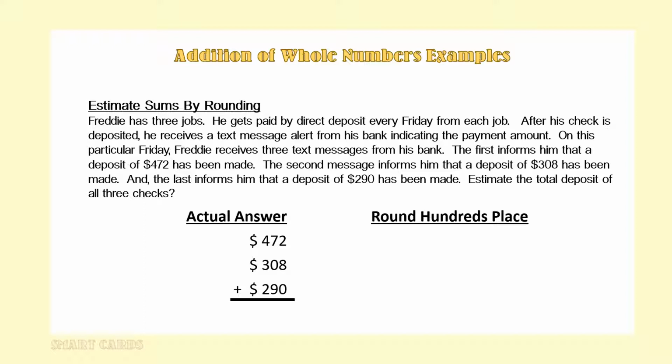We're going to take $472, $308, and $290, and we're going to round them to the largest place value, which would be the hundredths place. So $472 will go to $500. $308 will be rounded to $300, and $290 will be rounded to $300. Then we're going to add $500 plus $300 plus $300 to get an estimated total deposit of $1,100. The exact answer is $1,070. So with this example, we're only off by $30.